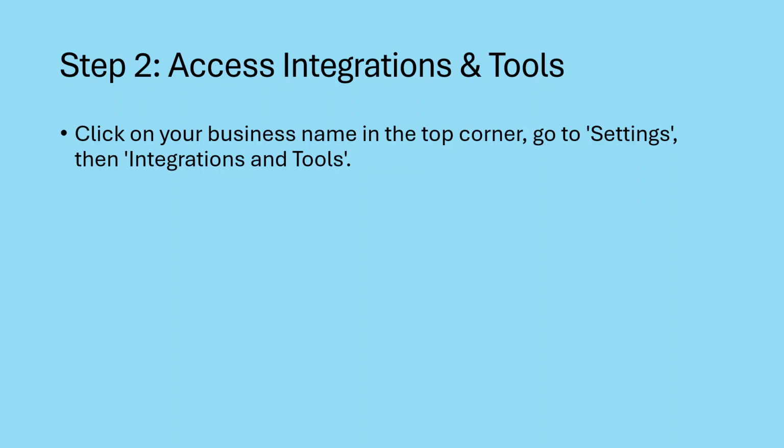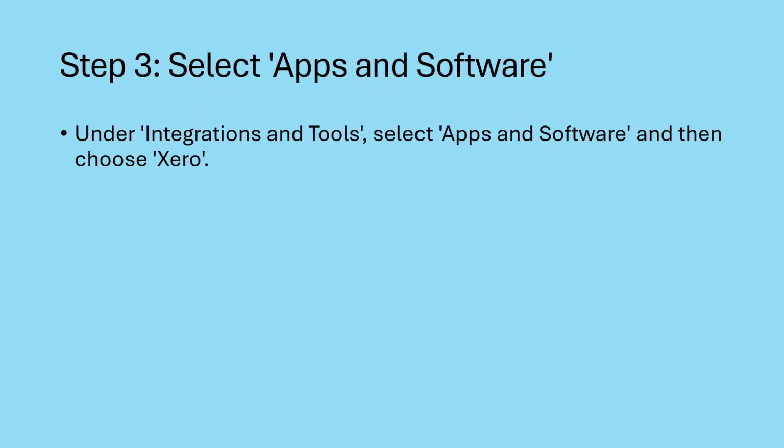Step 2. Access integrations and tools. Click on your business name in the top corner. Go to Settings, then Integrations and Tools. Step 3. Select Apps and Software. Under Integrations and Tools, select Apps and Software and then choose Xero.